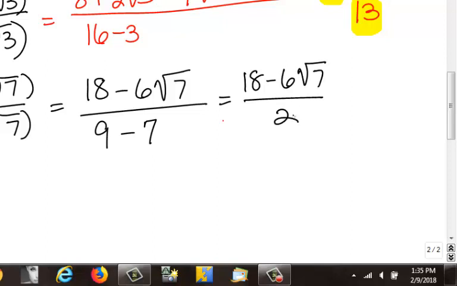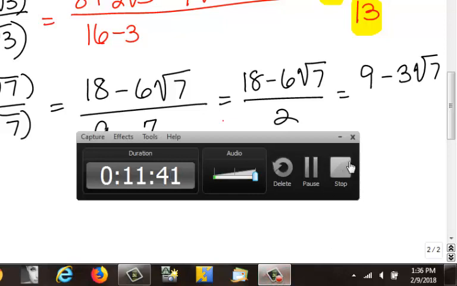Now that one you can reduce. That's like a polynomial over a monomial. That 2 divides into both of them. That 2 divides into the 18 and into the 6. It does not change the radical 7. Okay? Okay, enough examples? Okay.